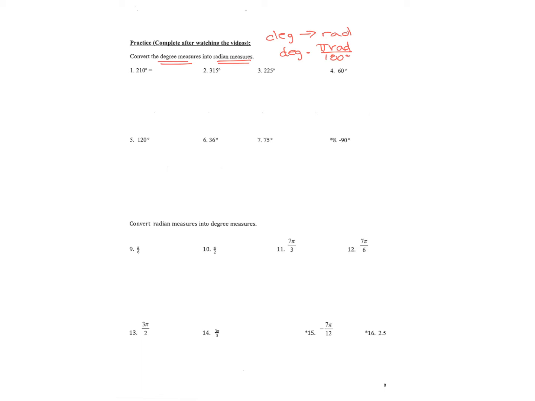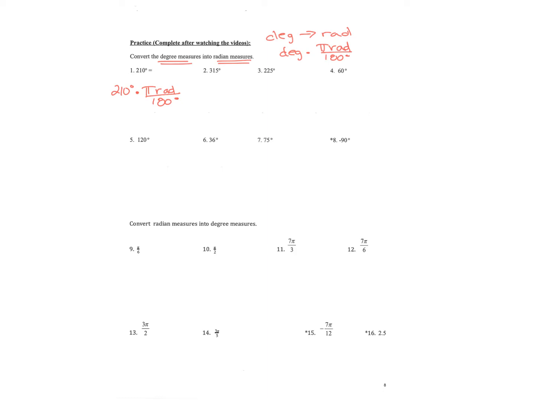Let's do the first problem, 210 degrees. So we're going to take our 210 degrees and multiply by pi radians over 180 degrees. I'm going to show you in class how you can use your calculator to do this fraction simplifying. It's a little more difficult via my iPad. So we're going to simplify this.